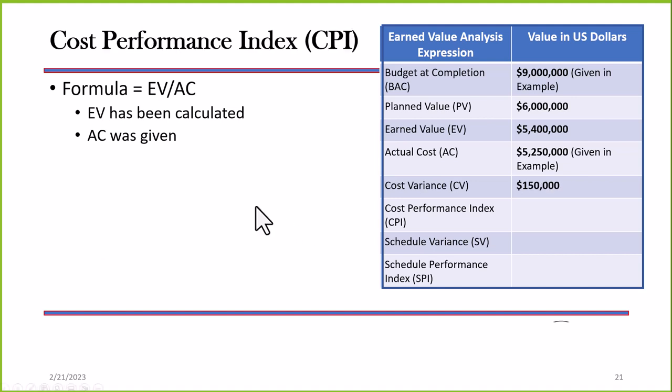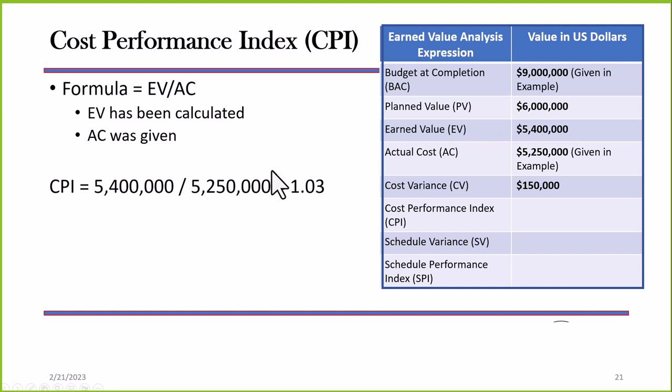We calculate what's known as our CPI, Cost Performance Index. This is an index, remember that. We have calculated EV and AC was given. Our formula is EV divided by AC, earned value divided by actual cost. So everything's in our table right here, so it's easy to access, it's easy to see.